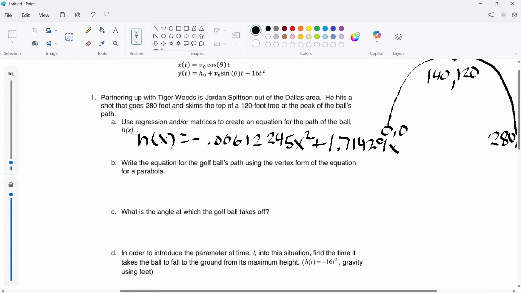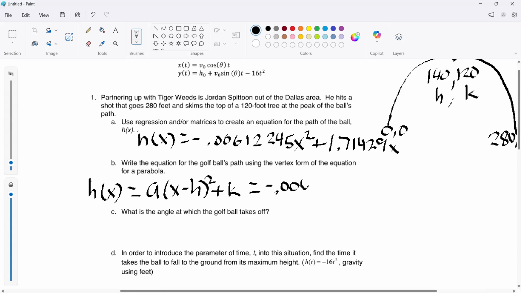Write the equation for the golf ball's path using vertex form. Vertex form is h of x, or y, whatever you want to say, equals a times (x minus h) squared plus k, where (h, k) is the vertex. So I know the a, this is equal to negative 0.00612245 times (x minus 140) squared plus 120. That's the vertex form.